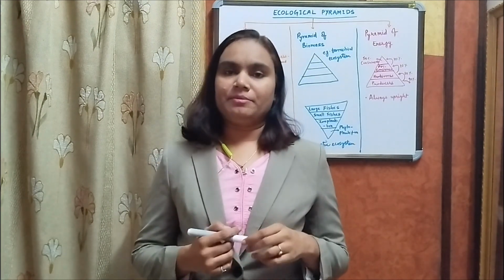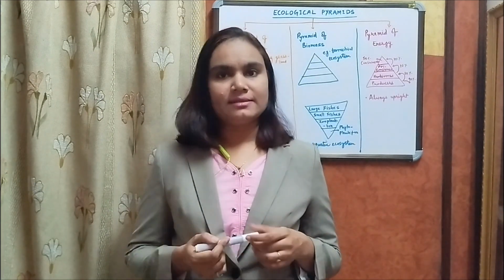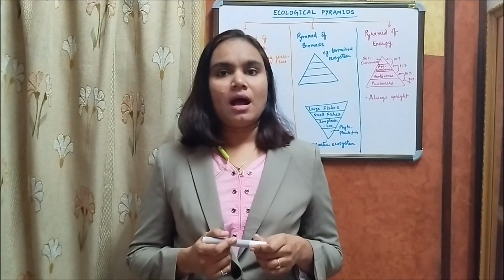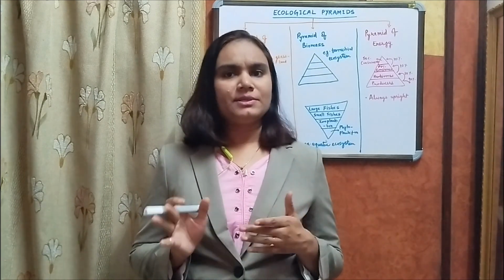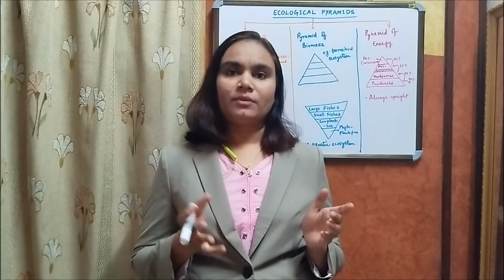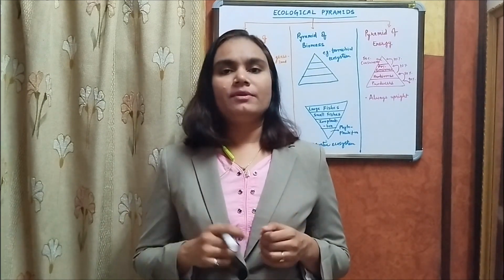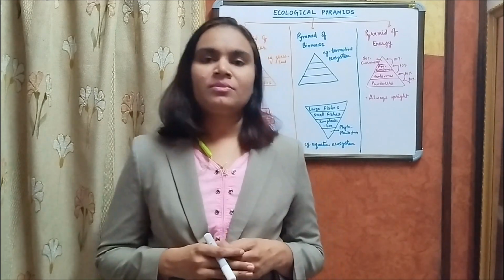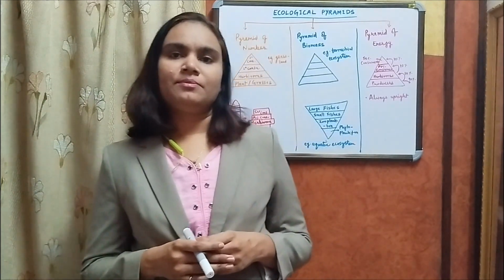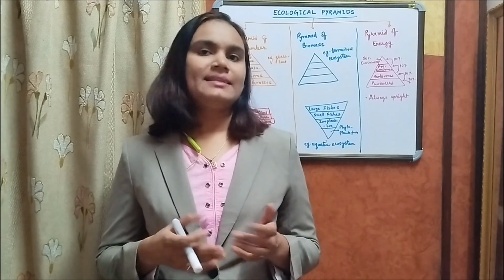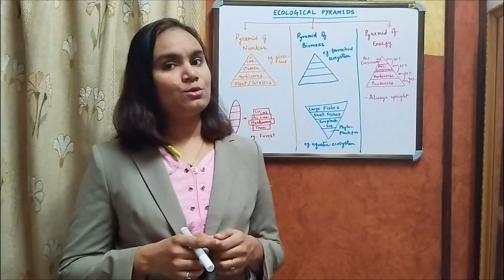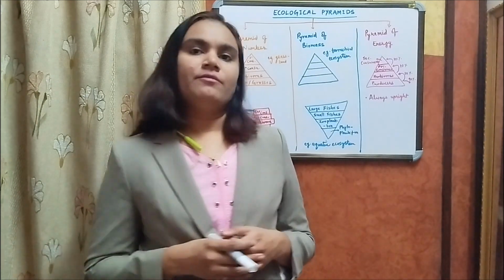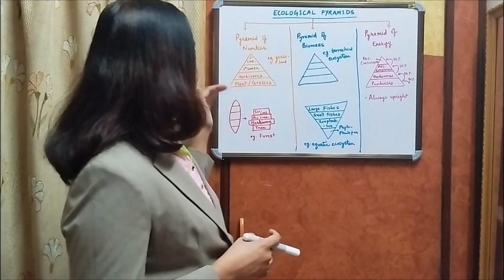So the ecological pyramids were first developed by Charles Elton in 1927. Ecological pyramids are simple graphical representation of an ecological parameter with respect to different trophic levels. As we already know that in an ecosystem there are a number of food chains that operate, and every food chain comprises of various trophic levels. It can be represented like this.